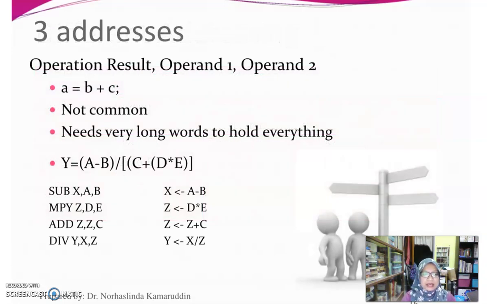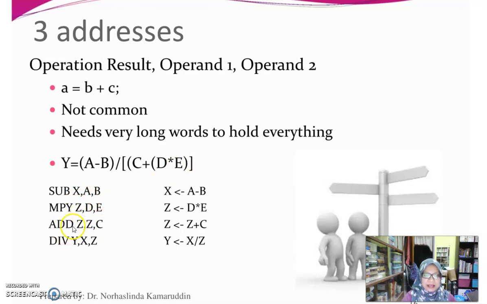So let us take a look at 3 address first. Let's say we have this equation. First things first, you need to know which should be done first. Looking at this, we must solve those inside the bracket first. Those inside the bracket are D multiplied by E, or you can also do A minus B, like this example. In this example, we do A minus B and store it in X. Then we solve D multiplied by E, then we store it in Z.